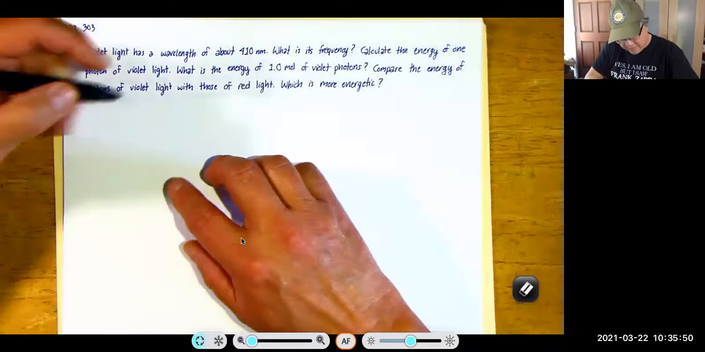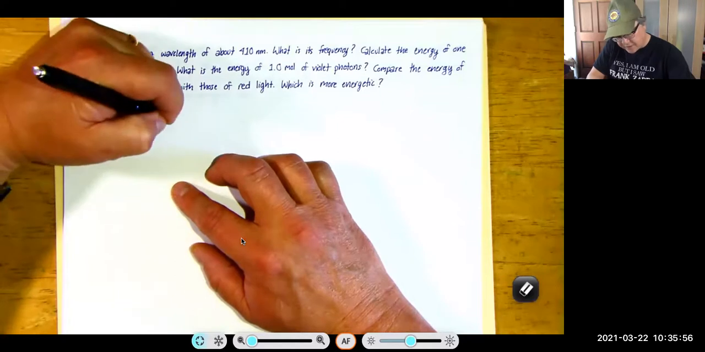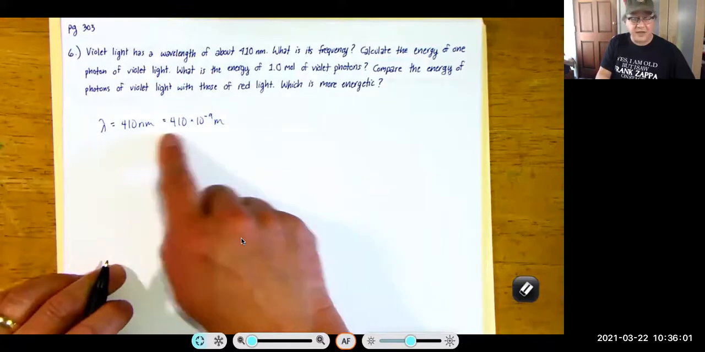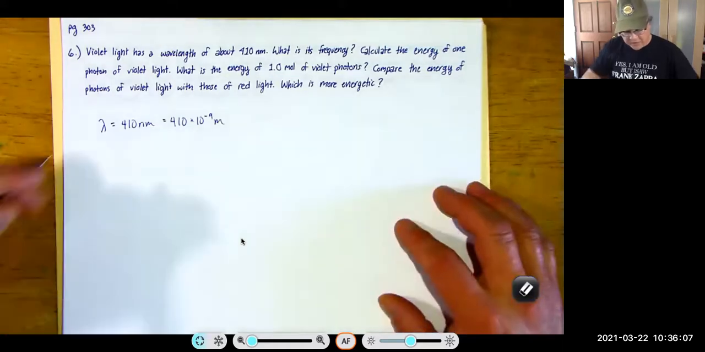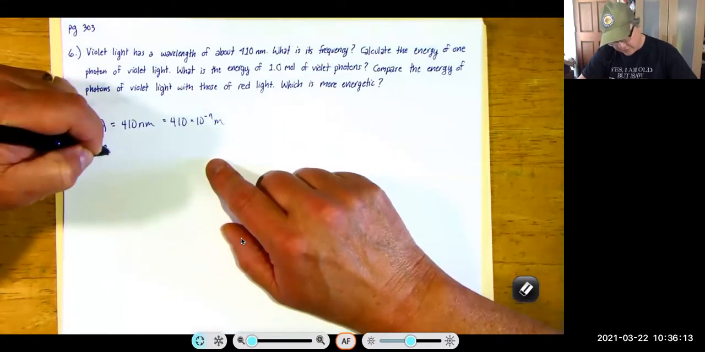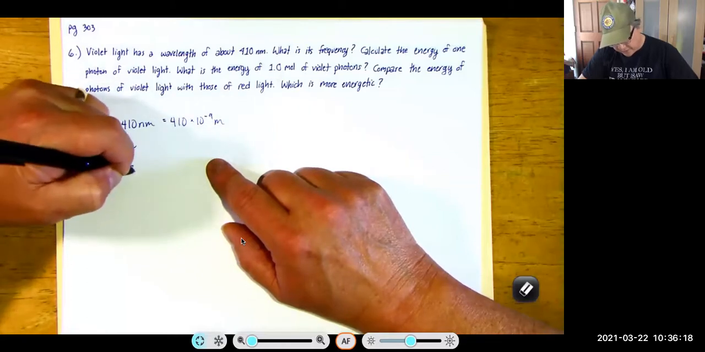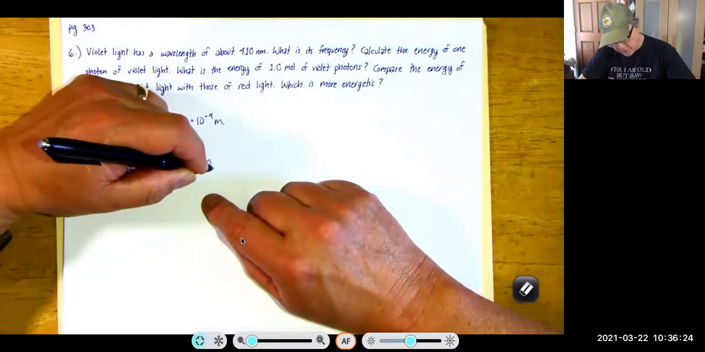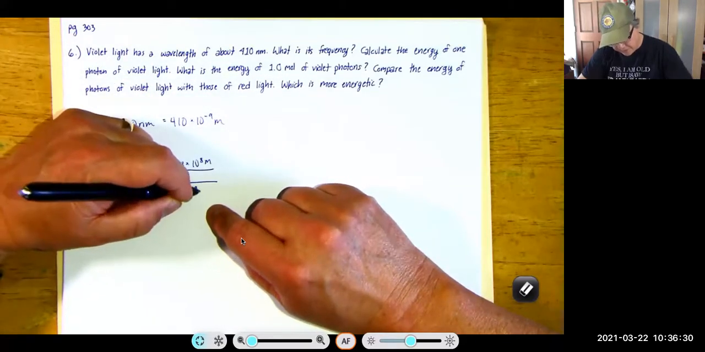Okay, so we have the wavelength is equal to 410 nanometers, which is 410 times 10 to the minus 9 meters. We can substitute 10 to the minus 9 for nanometers because that's what nano stands for. Okay, so we want to calculate the frequency. So we're going to go ahead and use c equals lambda nu. So nu is equal to c over lambda, which is 2.998 times 10 to the 8th meters per second, all over 410 times 10 to the minus 9 meters.